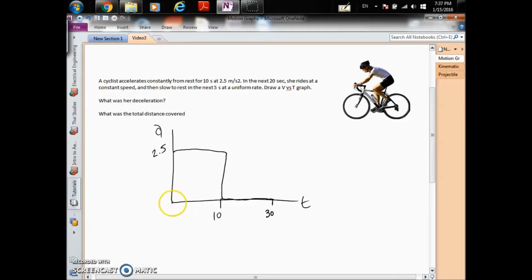Now, in the next 5 seconds, she decelerates, so negative acceleration for 5 seconds until her velocity is 0. So basically, that's the line that we want to find. What's her decelerating rate? And this is, of course, 5 seconds, 35.